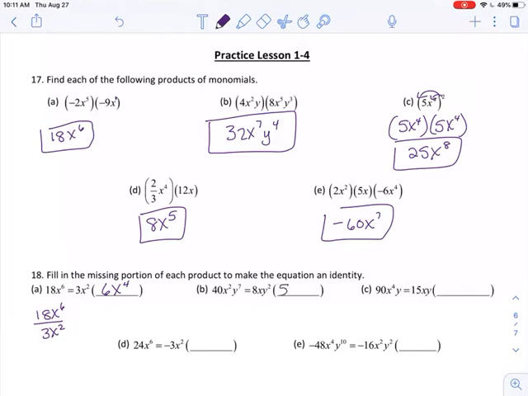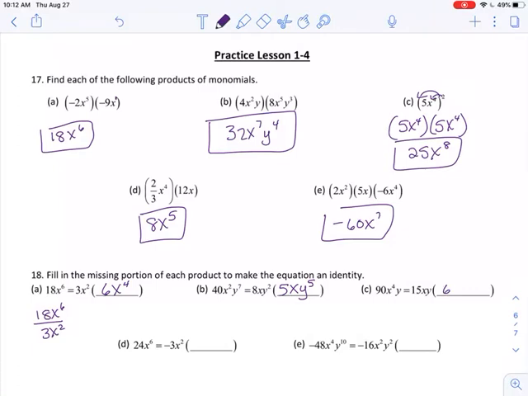So B, 8 times 5 is 40. And then I just have to figure out the exponents. So this is x and that's x squared, so I need one more x. This is y squared, I need y to the 7th, so I need y to the 5th. So you can either think of it as division like I did for A, or for B, I'm figuring out what I need to multiply to make it equal to that term on the left.